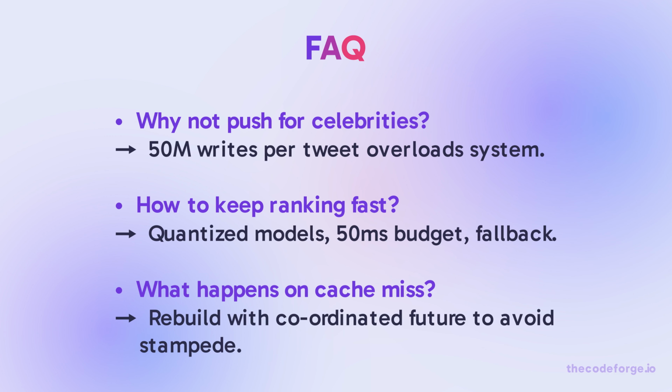And a few frequently asked questions. Why not push for celebrities? 50 million writes per tweet overload the system. How to keep ranking fast? Quantized models, 50 ms budget, fallback. What happens on cache miss? Rebuild with a coordinated future to avoid stampede.